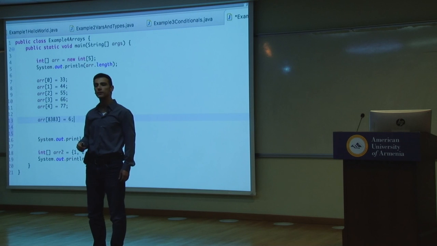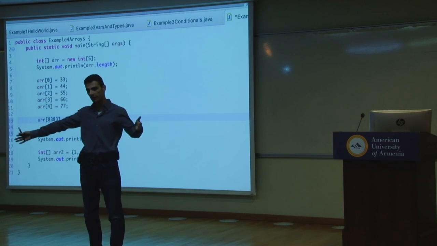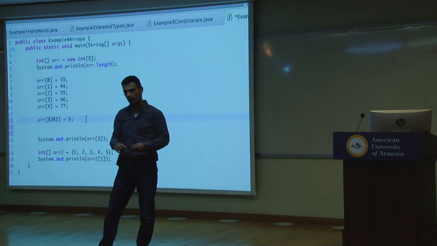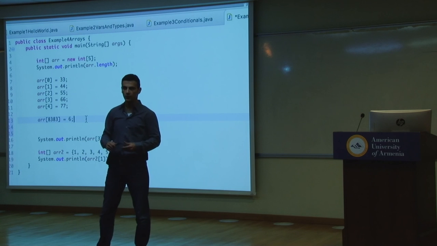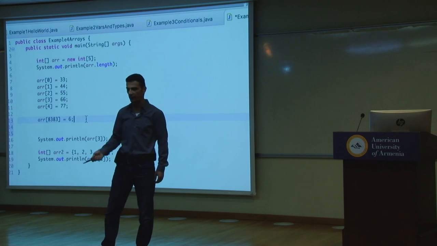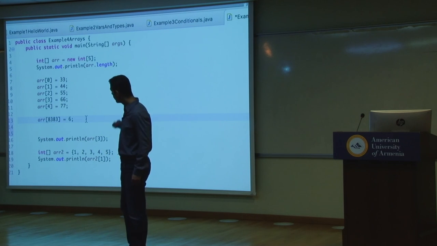Dynamic arrays? You have to just make arrays. You can't make... Oh, you mean an ever-growing array? Okay, so you can use a linked list data structure, but that's a data structure. That's not an array, right? Okay, questions? Let's keep going.